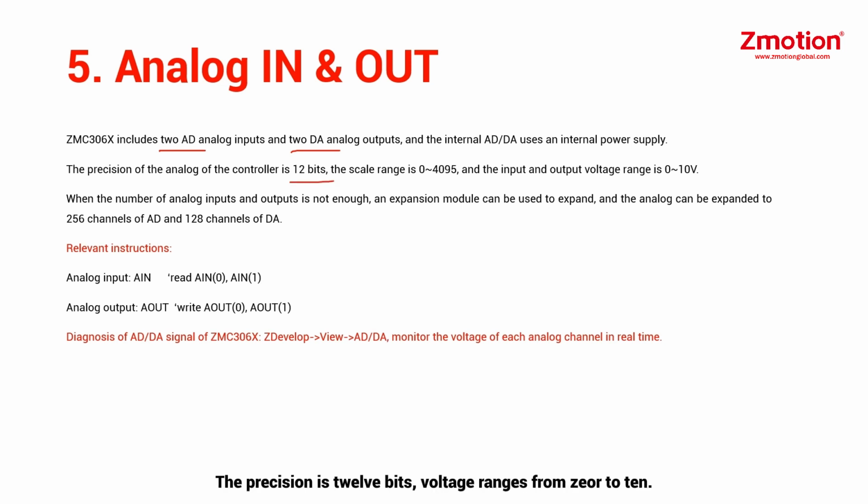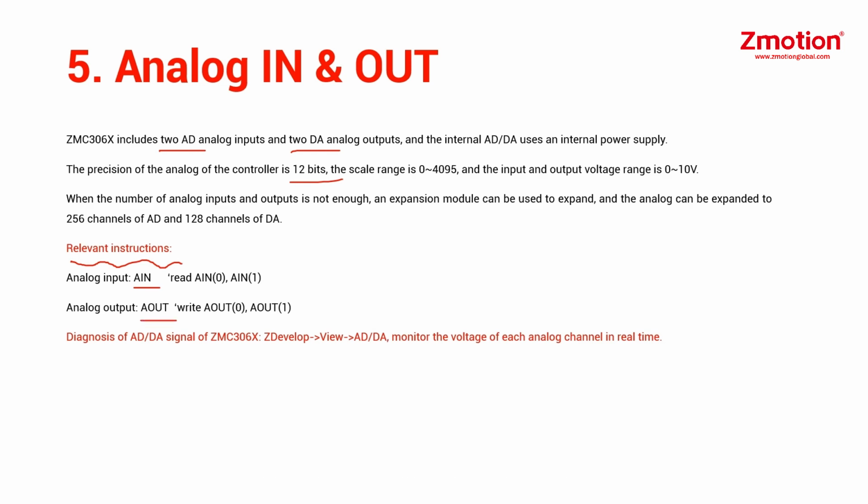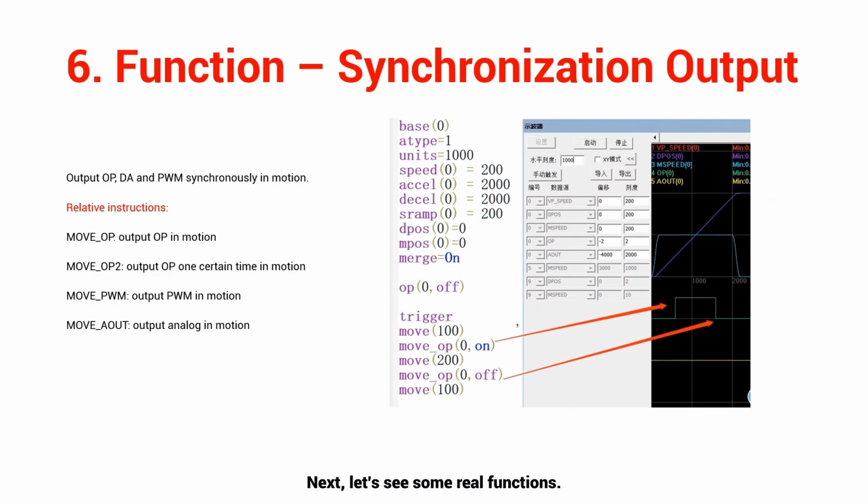The precision is 12 bits, voltage ranges from 0 to 10, and an expansion module can be used when you need. There are two basic relevant instructions, AIN and AOUT. To check analog information, click View AD or DA. Next, let's see some real functions.